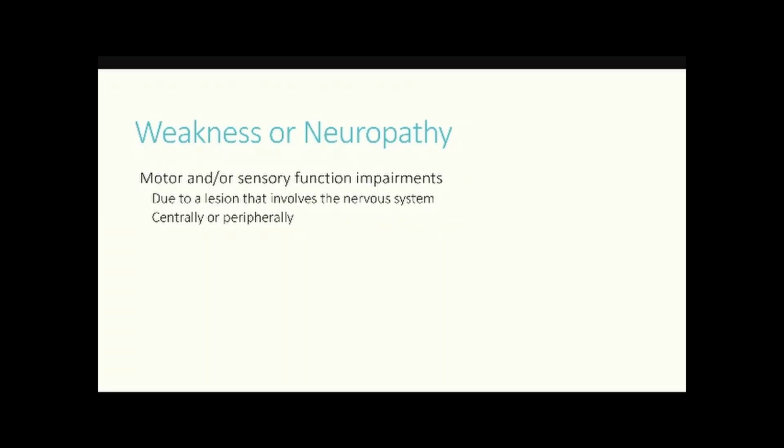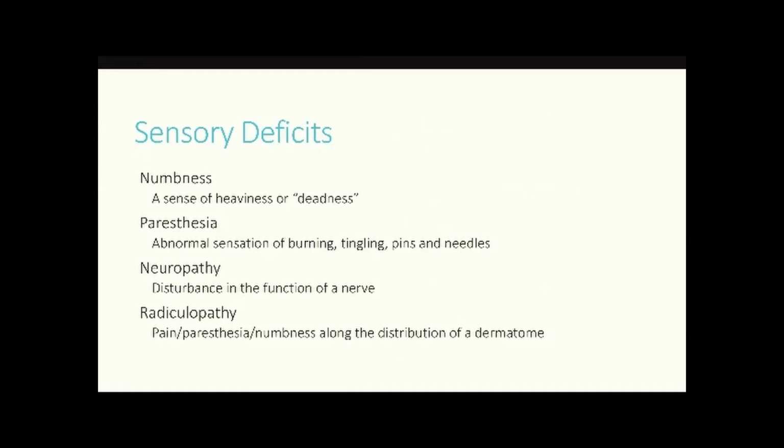Then we'll figure out, is this a central problem or a peripheral problem? Is it with the central nervous system or peripheral? Some sensory deficit definitions. Numbness is a sense of heaviness or deadness. If you sleep on your arm funny, it goes numb. On your leg weird, it goes numb, and then it comes back later. Paresthesia is that abnormal sensation of burning, tingling, pins and needles.